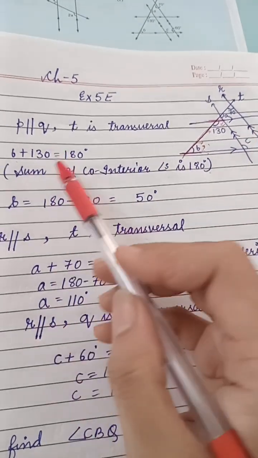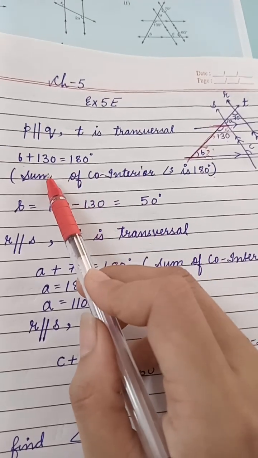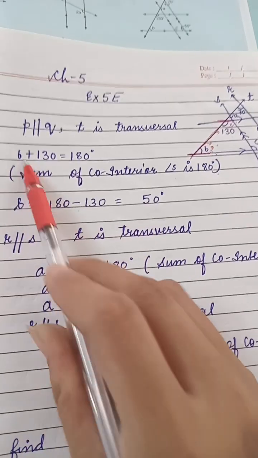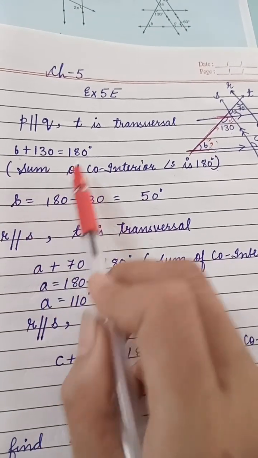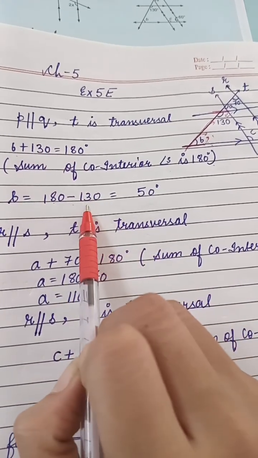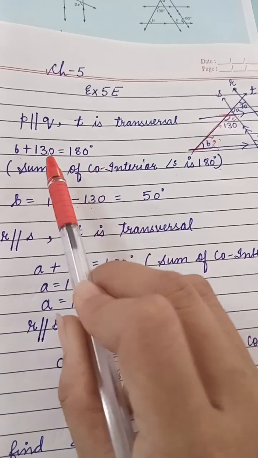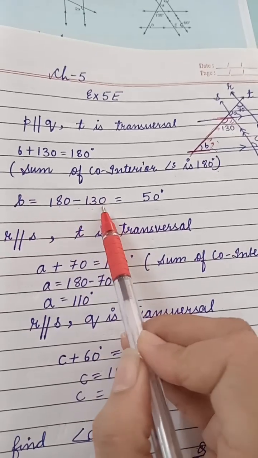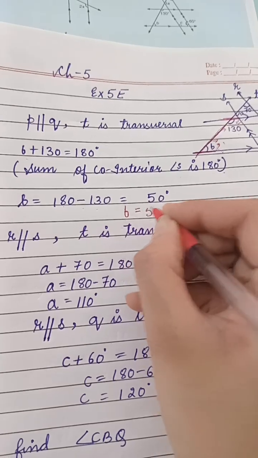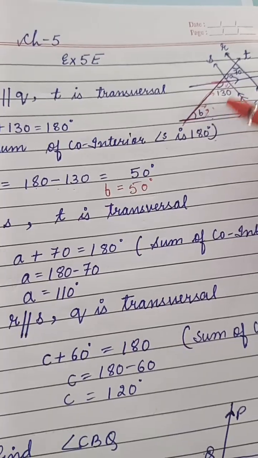Now this 130 is on the left hand side of the equal sign. Coming to the right hand side, it will become negative. So B will remain as it is, equals as it is, 180 will also be as it is, and 130 will become minus 130. When it changes its side, the sign will change. Side change, sign change. So 180 minus 130 is 50 degrees. So angle B is 50 degrees. Now we are done with lines P and Q.